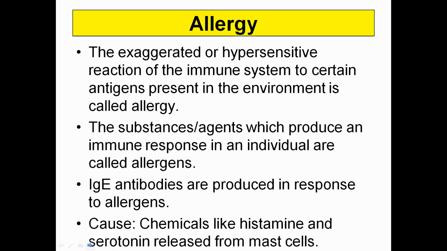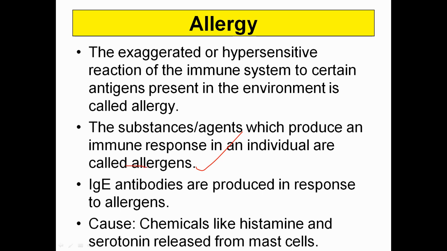Now, the most interesting phenomenon, that is allergy. Allergy is that kind of immune response which is quite exaggerated. Okay, a hypersensitive reaction of the immune system against a particular kind of antigen. The substances which produce an immune response in an individual are called allergens. Allergens can be of any type, like pollens, chemicals, dust. These kinds of allergens can be there.